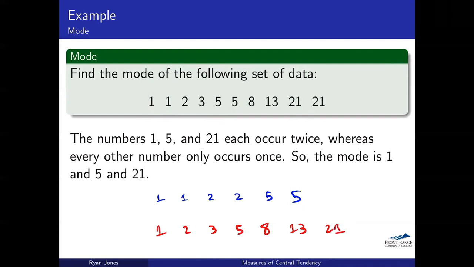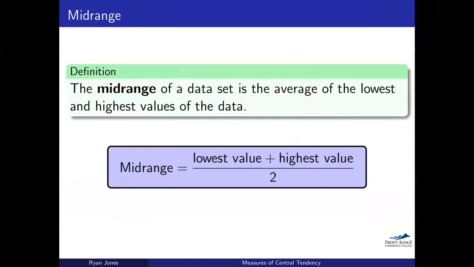Let's finish up with the mid-range. So the mid-range of a data set is going to be the average of just the lowest and highest values of the data. So you're just going to take the smallest and the largest values and average them. So if I add those together and then divide by 2, that's just taking an average of those 2 points, and that gives me the mid-range.